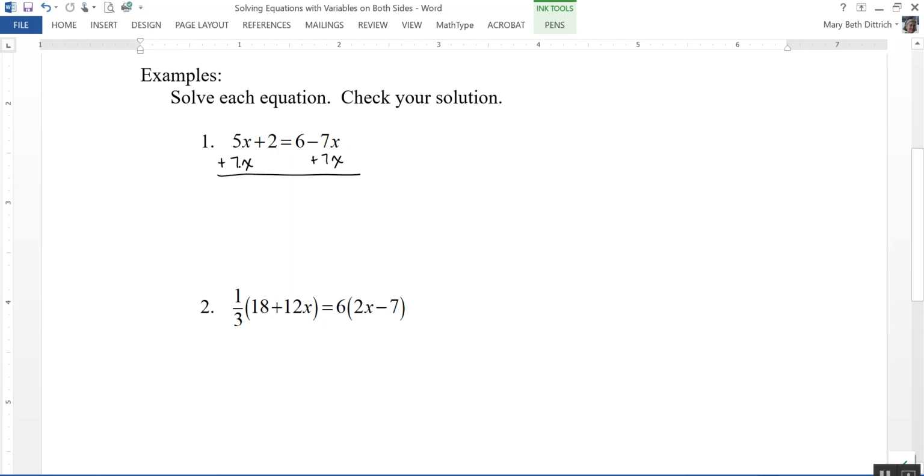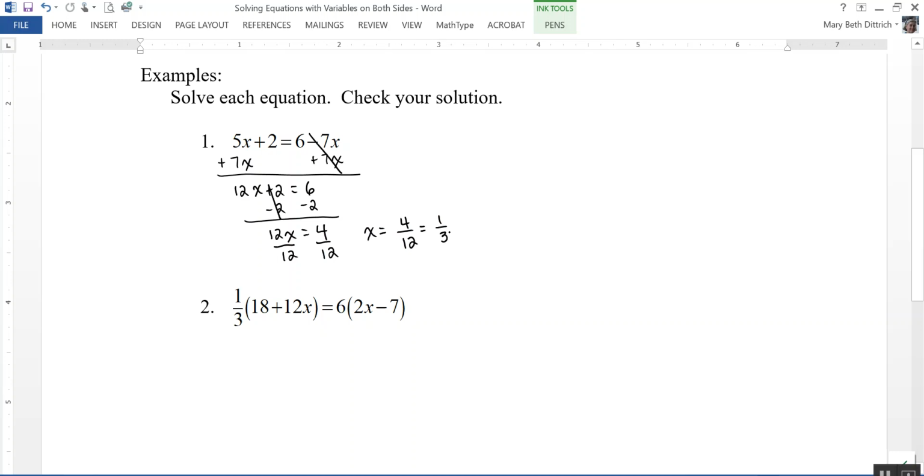So 5x plus 7x is 12x plus 2 is equal to 6, and this negative 7x plus 7x creates a 0. Now I have 12x plus 2 equals 6, so I'm going to subtract 2. So now I have 12x, and that makes a 0, is equal to 4. Now getting x by itself, x is being multiplied by 12, so I want to divide by 12. So x is equal to 4 over 12, which simplifies to 1/3.